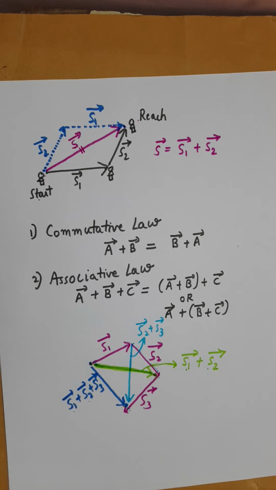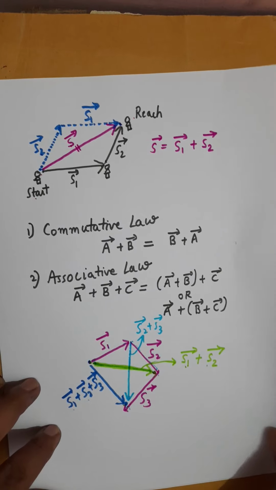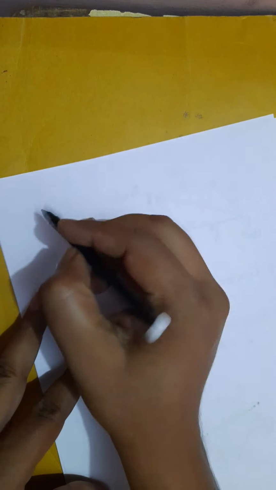but you can apply the law for any other vector: acceleration, force, velocity, momentum, or any other vectors. So now these are two laws. Next. Now the next theory is negative of vector. What is a negative of vector?